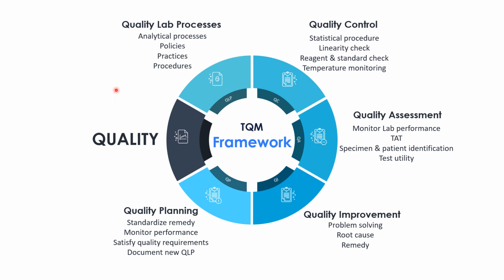After quality planning, the new process will then be again implemented in quality processes, monitored by QC and QA. Any errors will be checked by QI, and then it would be planned again or replanned by QP, and then the process will continue. So this is the unending loop, making sure that we always improve the quality. As they say, there's always room for improvement.